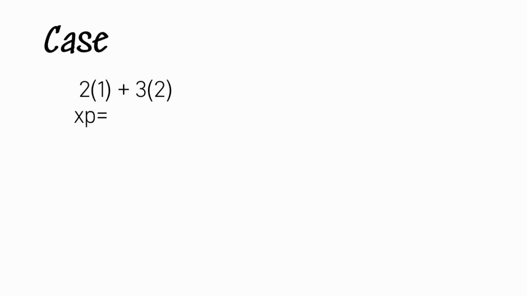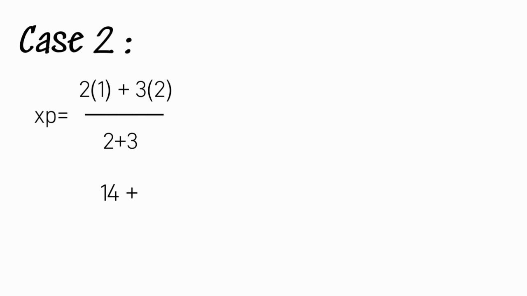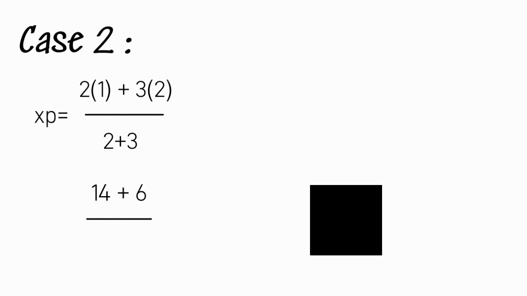For case 2, x sub p is equal to 2 times 7 plus 3 times 2 over 2 plus 3 is equal to 14 plus 6 over 5 is equal to 20 over 5. 20 divided by 5 is equal to 4. x sub p is equal to 4.